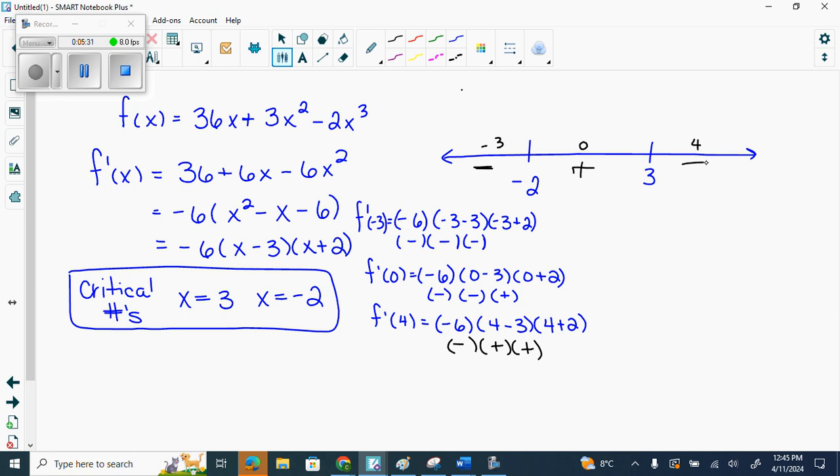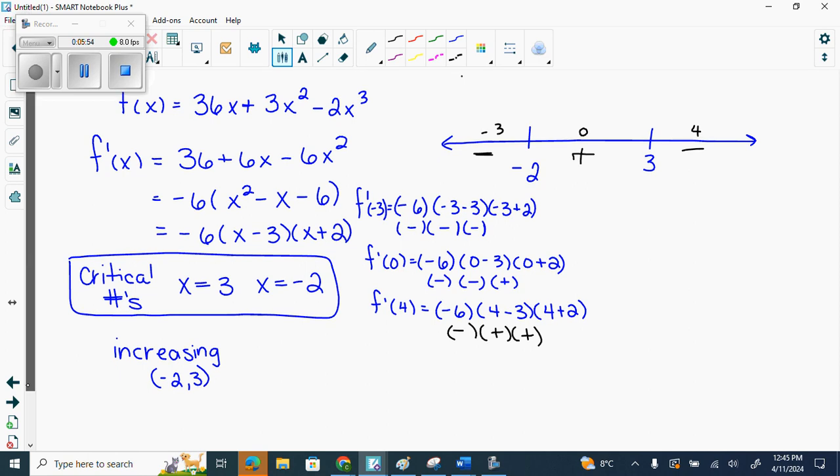So we know that this graph is increasing from negative 2 to 3. Why do I not have square brackets? It doesn't equal those numbers. At those numbers, it's actually equal to what? 0. Yeah. So that's where you have max and mins, not actually increasing or decreasing. So increasing, and then it's decreasing from negative infinity to negative 2, or, which is the union, 3 to infinity. Make sure you use the union. It matters. It means or in math language.